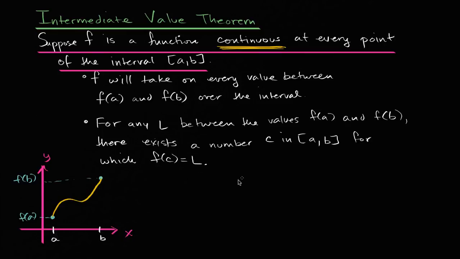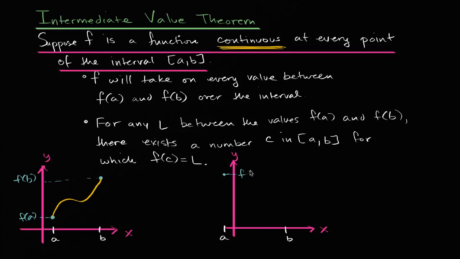In fact, let me do that. So let me draw one, maybe where f of b is less than f of a. So it's my y-axis, and this is my x-axis. And once again, a and b don't both have to be positive. They could both be negative. a could be negative, b could be positive, and f of a and f of b could also be positive or negative.